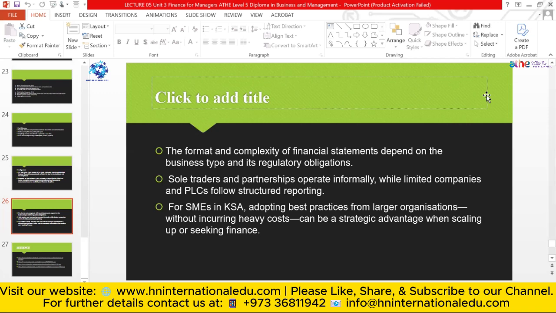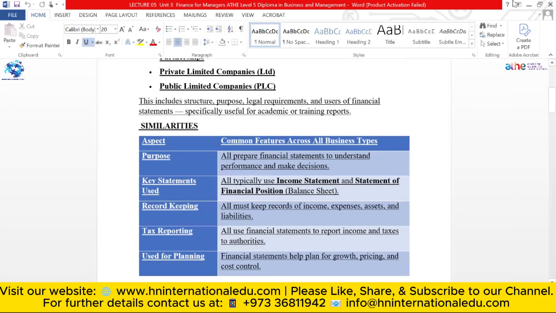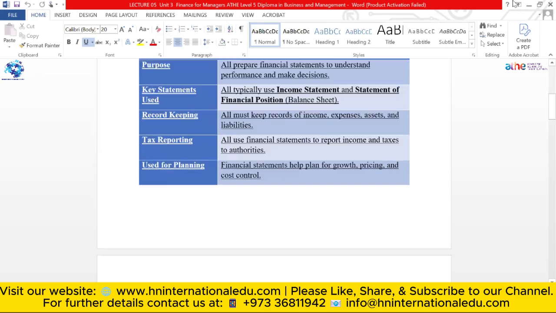Sole traders and partnerships operate informally, while the limited companies and the public follow structured reporting. For SMEs in Saudi, adopting the best practices from the larger organizations without incurring heavy cost can be a strategic advantage when scaling up or seeking finance. Because what we really want is to invest less and get the fruit more and more. That is the phenomenon of every business, the mindset of every business. In depth, these are the similarities of all types of businesses, the organizations.